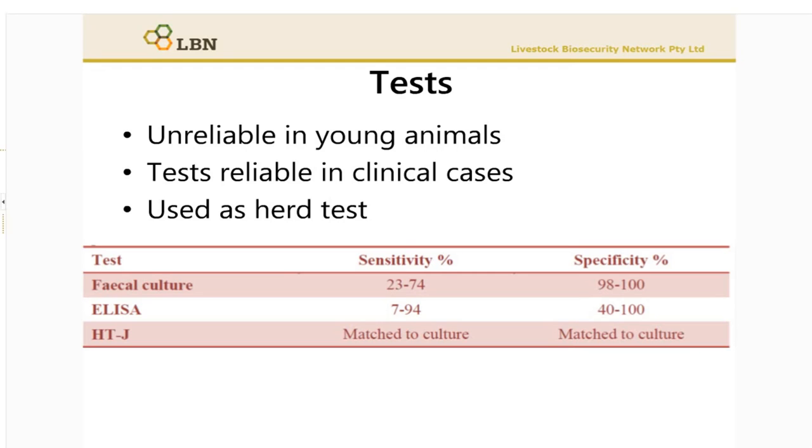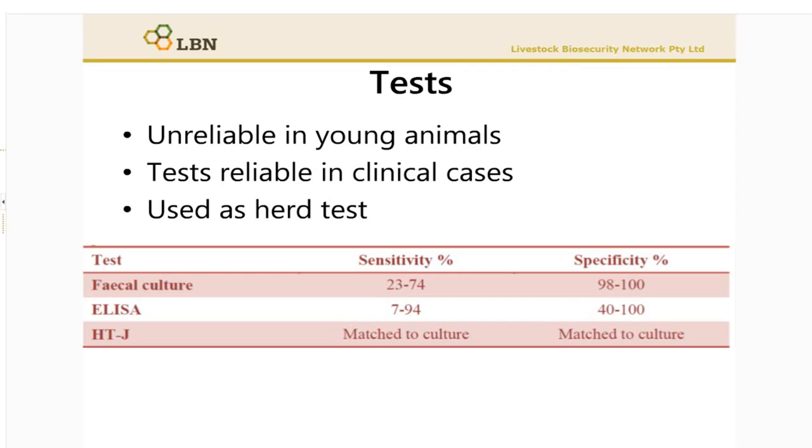So as the disease progresses and you get more and more levels of bacteria in the animal, you might have clinical signs of scouring. All the tests work pretty well in actually detecting those things, and they're as good as any other test. They're just not very good at detecting subclinically infected animals.